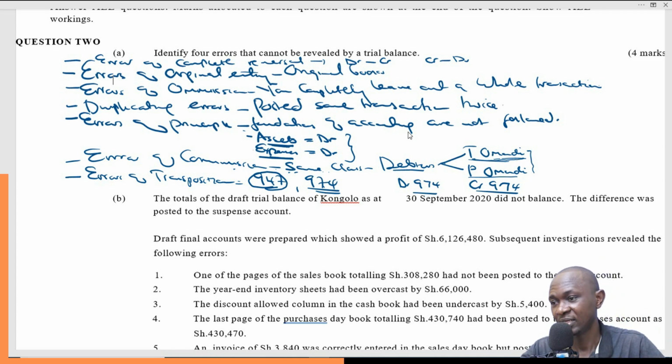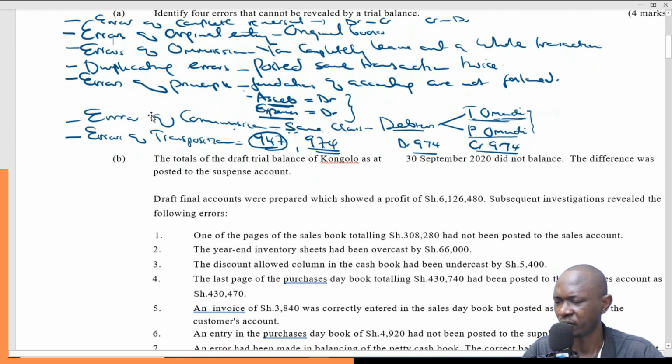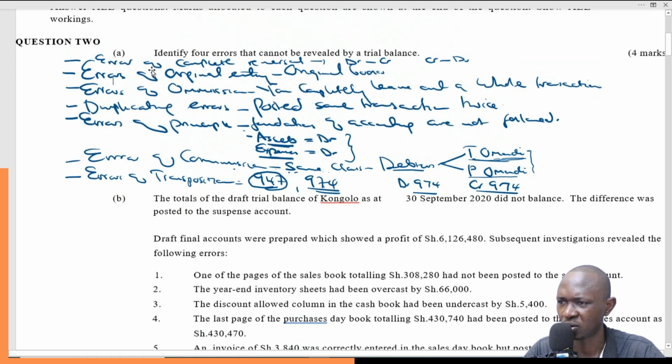So how many errors are these? I know my notes are very poor, but since you've understood and you know the answers, those are the errors. The question was: identify 4 errors that cannot be revealed. The question is identify, though the next question might be explain. So these are the errors. I've given you, I think, 7. Go and find the accurate meanings of all this. But these are the errors which cannot be revealed by a trial balance.